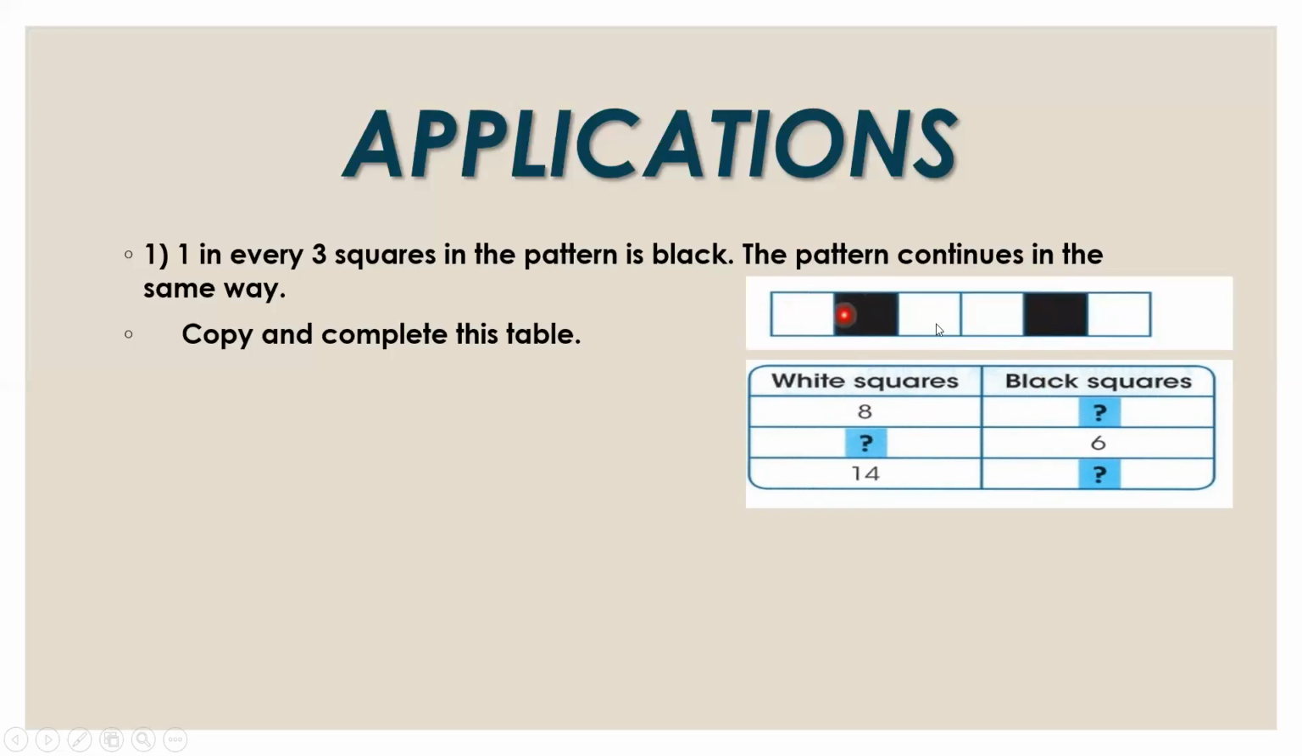Now let's count the total number of parts in this pattern: 1, 2, 3, 4, 5, 6. Out of these 6 parts, how many parts are white? 1, 2, 3, 4. 4 parts are white and 2 parts are black. So there are a total of 6 parts. Out of the 6 parts, 4 parts are white and 2 parts are black.